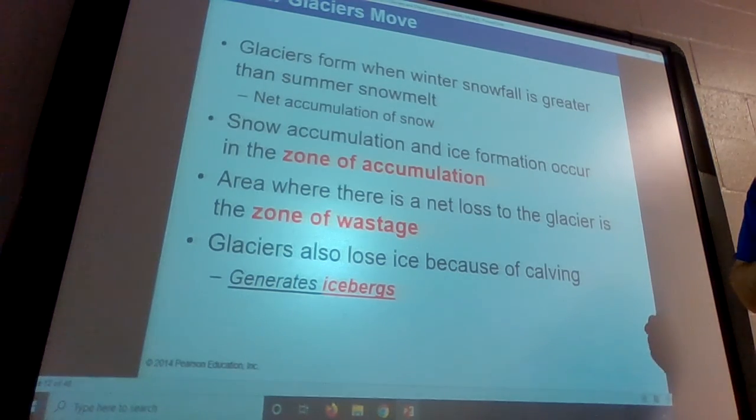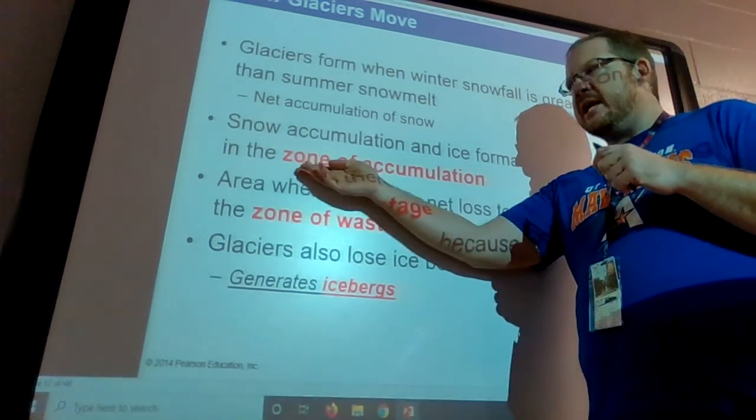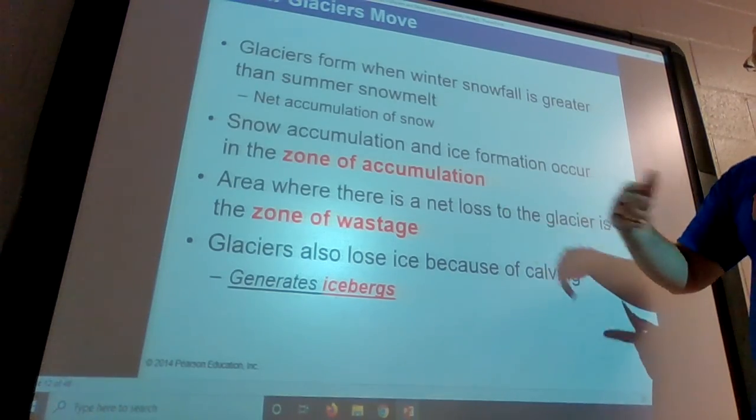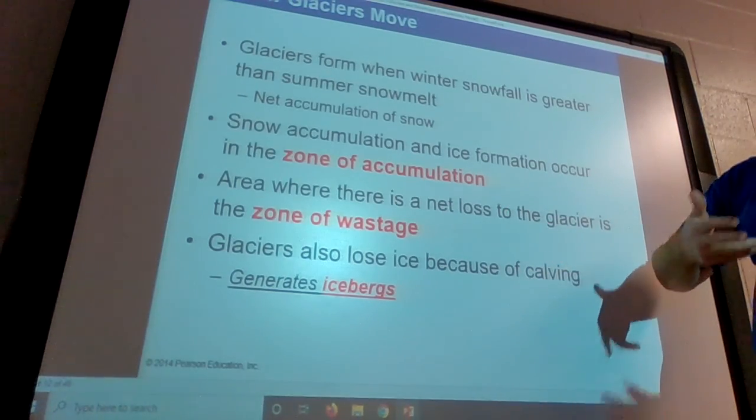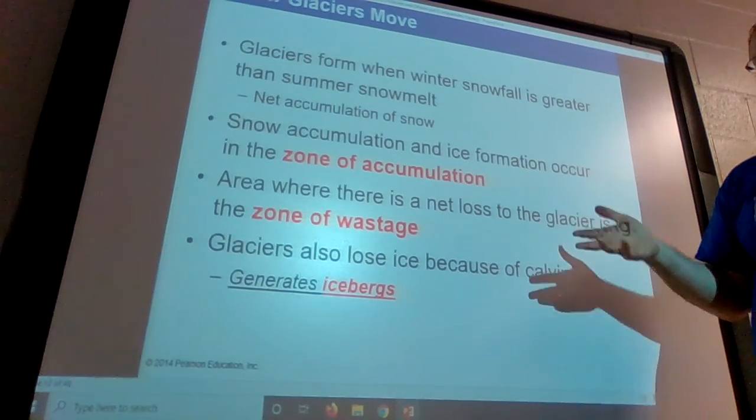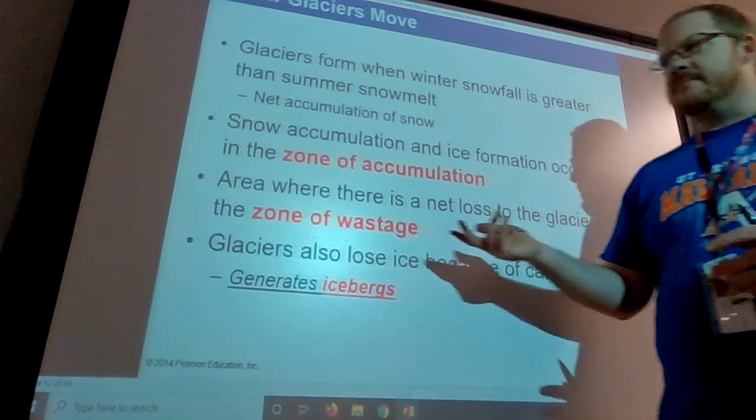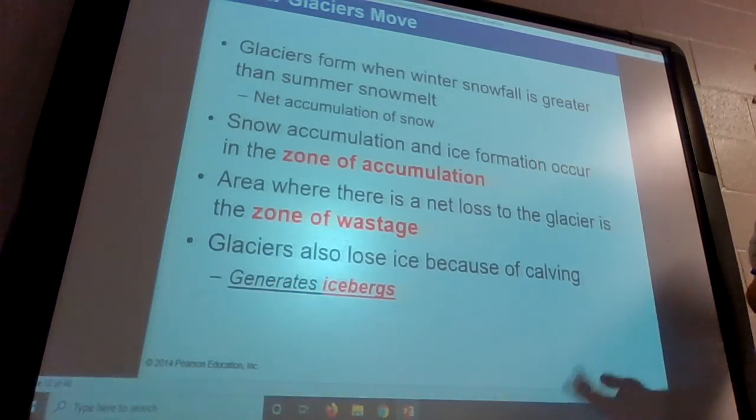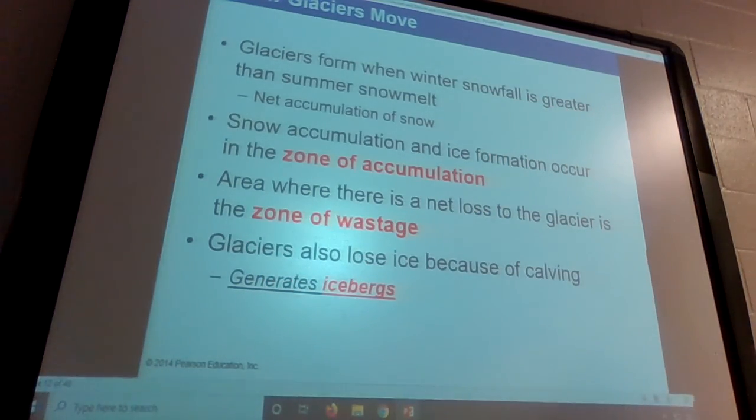Know that the glacial budget is just like your bank account budget. Your bank account total depends on how much you put in versus how much you take out. And so in a glacier, how much you put in is happening at the zone of accumulation. So how much snow and ice are you getting above the freezing line that actually gets incorporated into your glacier? Towards the bottom, how much you take out is called the zone of wastage. How much melting is there? What is your net loss to the glacier?